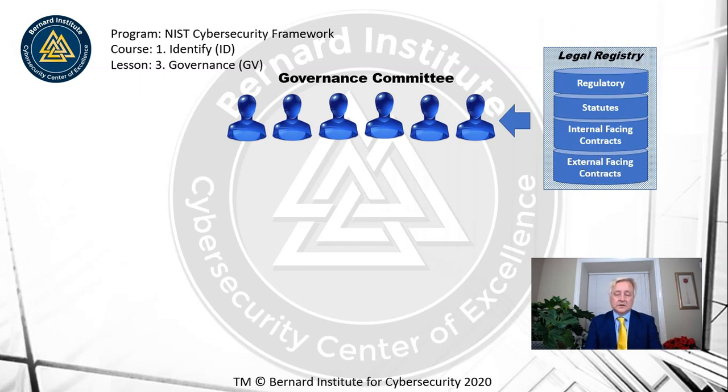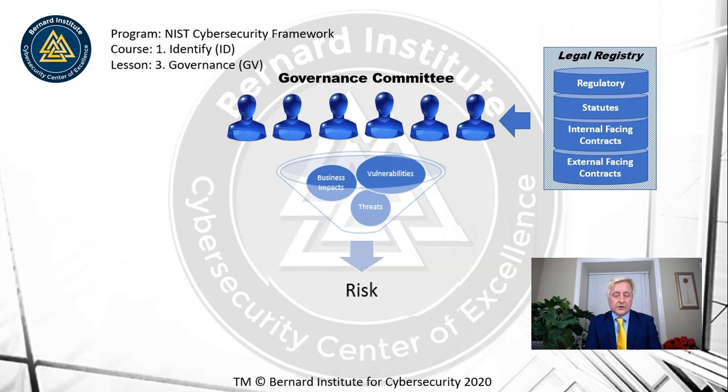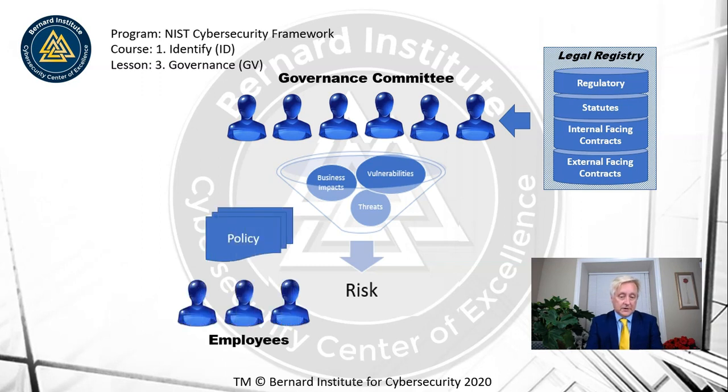It's the Governance Committee's job to make sure that whatever the legal obligations, such as regulations or statutes or internal facing or external facing contracts, are followed and addressed. They take this information with the help of the leader for the NIST cybersecurity program, and they look at the vulnerabilities, threats, and the business impacts, and they deduce some type of risk and make decisions on that risk. And the risk leads to policies that get created.